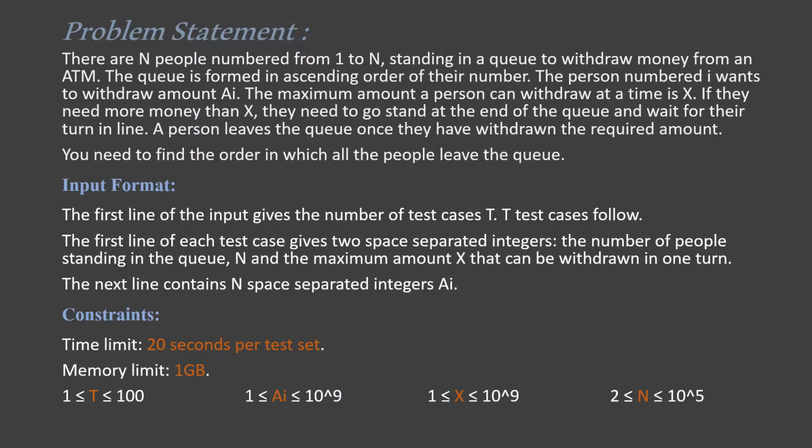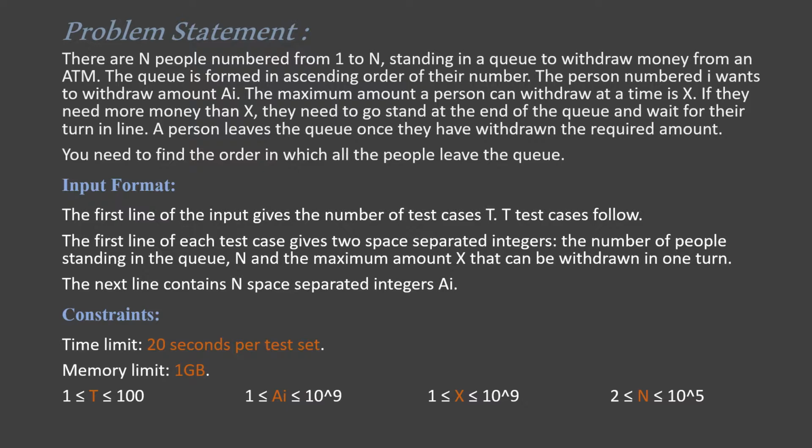After withdrawing money from the ATM once, if the person wants to withdraw again, then he needs to go to the end of the queue and wait for his turn. If a person withdraws the total amount of money that he needs, then he leaves the queue. We need to print the order in which people will leave the queue. The format and constraints are as shown.